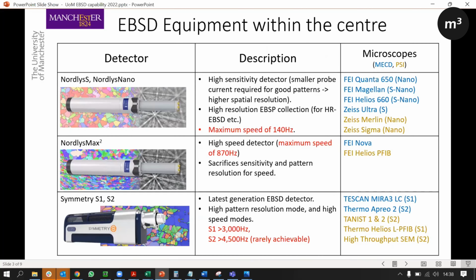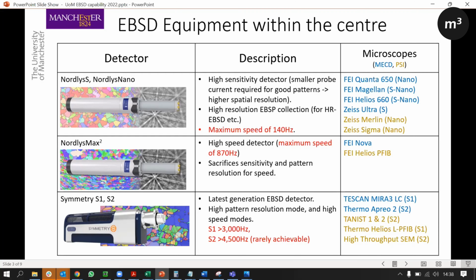So we have 3 different detector types in Manchester, all by Oxford Instruments. We've got quite a few of the previous generation of detectors, the Nordlys series, and we have 2 different types. We have the sensitive detectors and we have the fast detectors. With the sensitive ones, you generally need a smaller probe current in order to get good patterns. So you get more resolution, but it also allows you to work on some more difficult materials. With the Max, you sacrifice that sensitivity for going fast. So that's particularly useful for 3D studies.